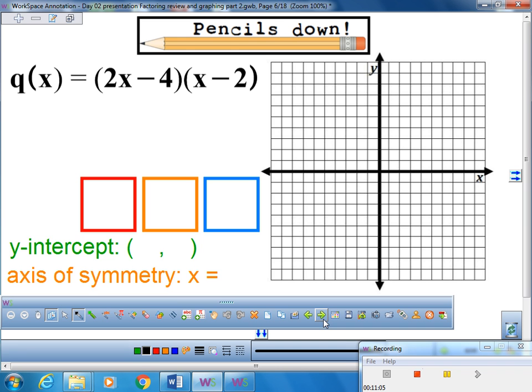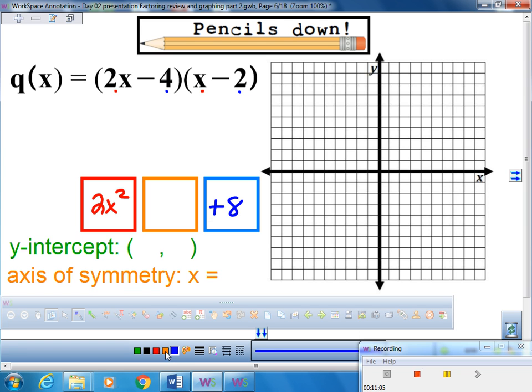Okay, pencils down. So just like we did on Friday, we're going to multiply first, and then we're going to go in reverse. I just want you guys to listen for me. I'm going to start with my first factors, my 2x and my x. 2x times x is 2x squared. Then I'm going to go to my last factors. Sorry, they're not factors. These are parts of my binomials. I have a negative 4 and a negative 2, which makes positive 8.